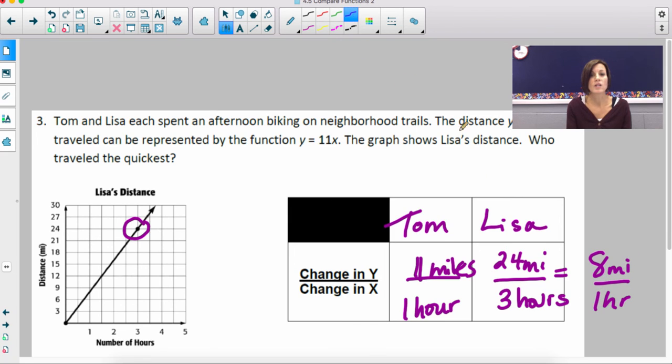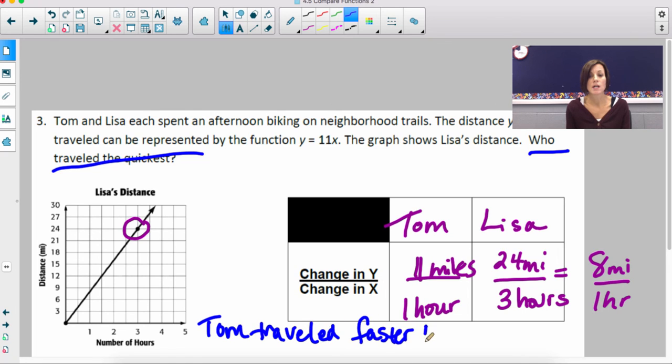Back to the question, who traveled the quickest? Tom traveled faster than Lisa by 3 miles per hour. There we go.